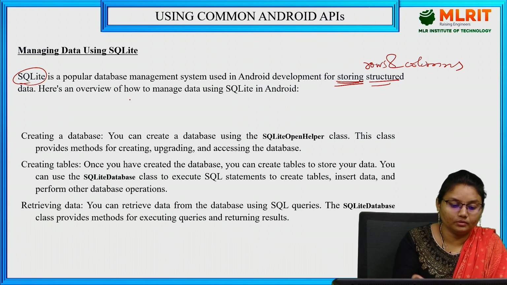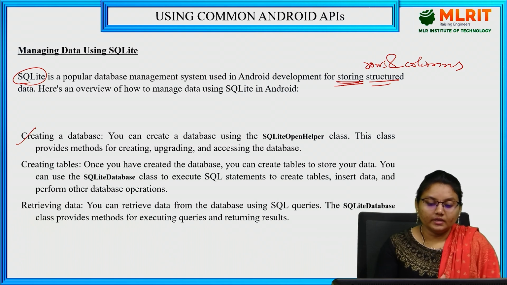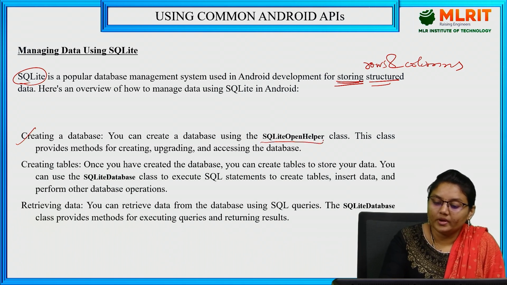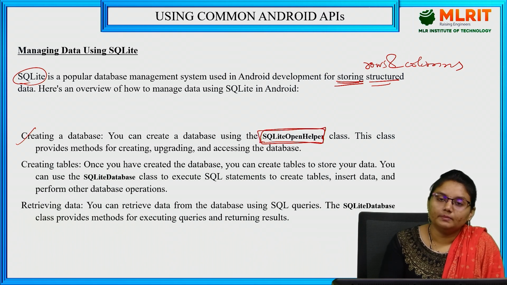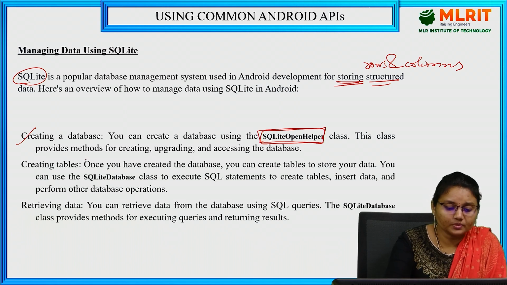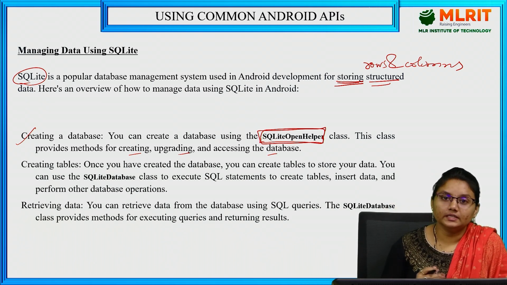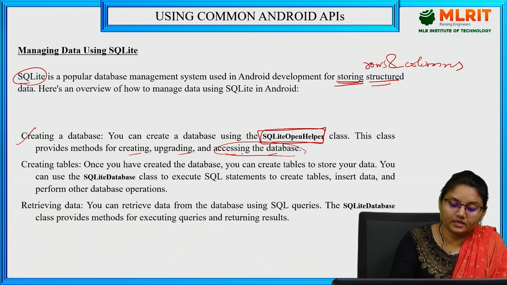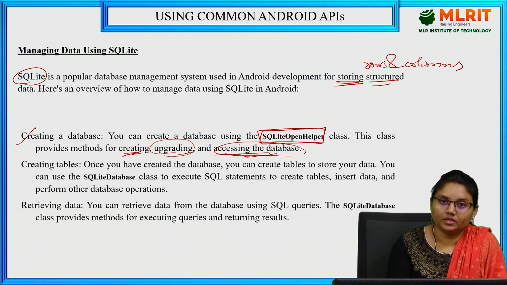Here is an overview. First, you have to create a database. So how to create a database? You can create a database using the SQLiteOpenHelper class. SQLiteOpenHelper is used for creating a database. This class provides methods for creating, upgrading and accessing the database. Creating means creating a database, upgrading the database, and accessing the database. In that database you need to create a table, etc.